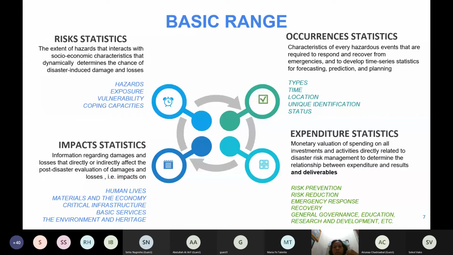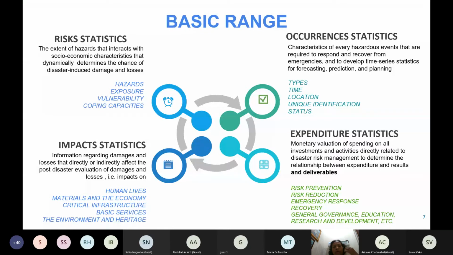And also occurrence statistics. This is related to the characteristics of every hazardous event that are required to respond and recover from the emergency, and to develop the time series statistics for forecasting, prediction, and planning. It will include the time of the disaster, type, and location, and also the unique identification and also the status.